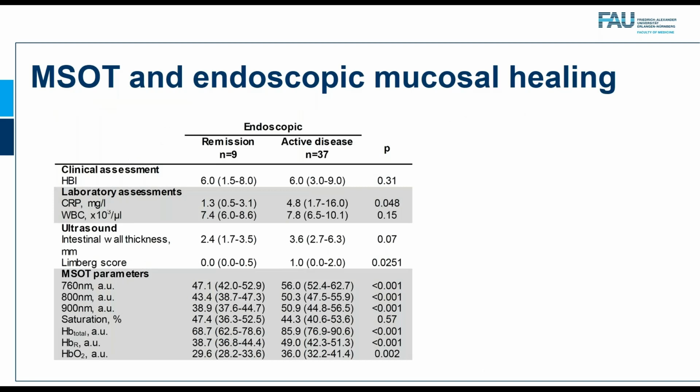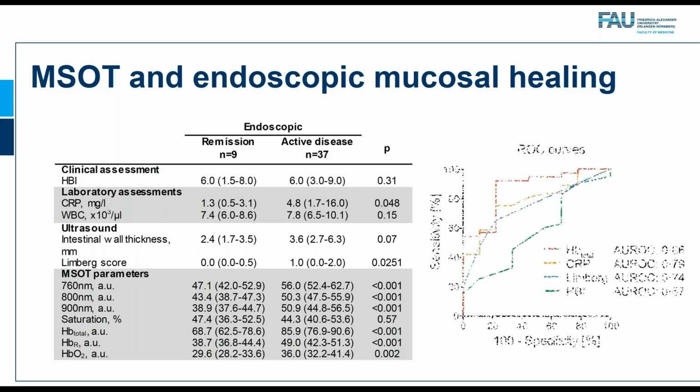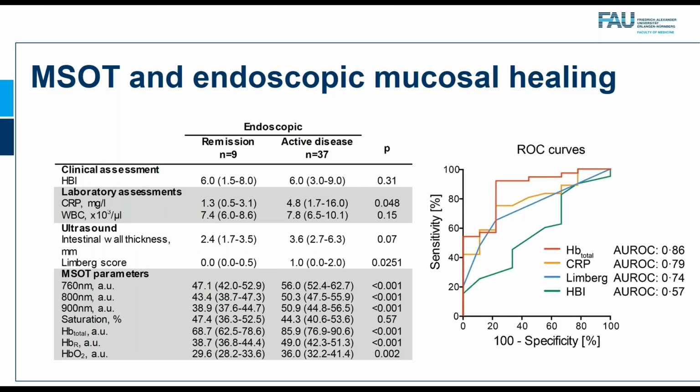Interestingly, multispectral optoacoustic tomography showed very good diagnostic accuracy for the differentiation between remission and active disease based on endoscopy, and it was even superior to blood values like C-reactive protein and even ultrasound based on just measurement of intestinal wall thickness or the Limberg score. So these results showed that optoacoustic imaging can provide highly accurate information on the disease activity status of the patient.